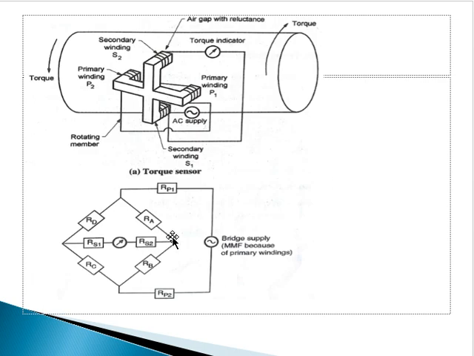This is the equivalent diagram shown here in terms of reluctance. I think you know reluctance. In an electrical circuit there is the property of resistance, and in electromagnetics there is the property of reluctance.